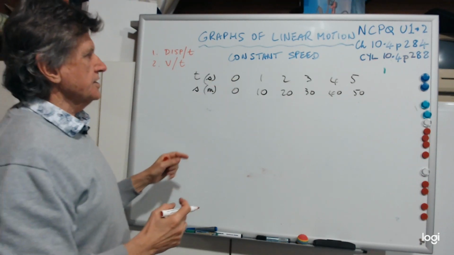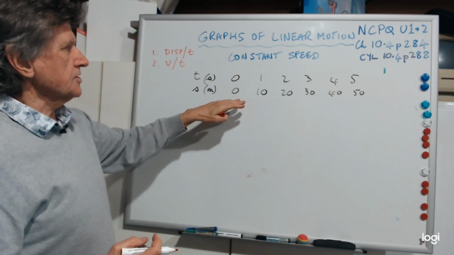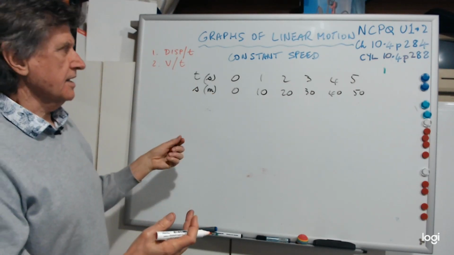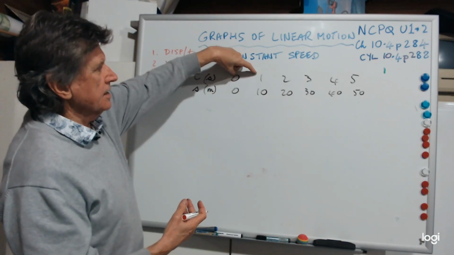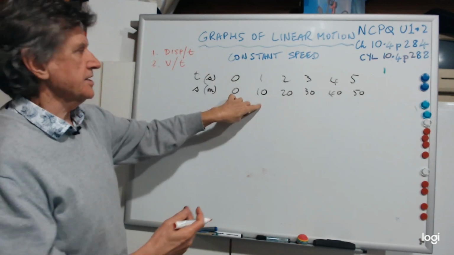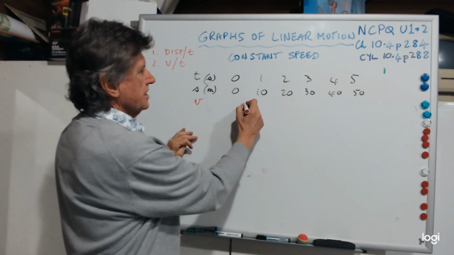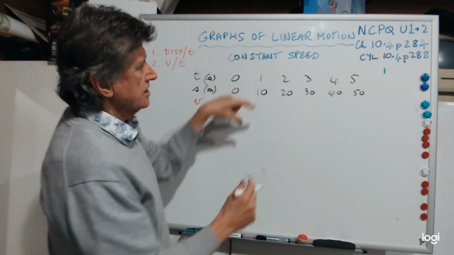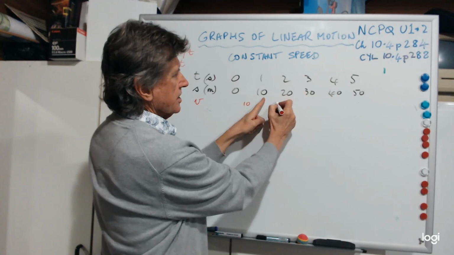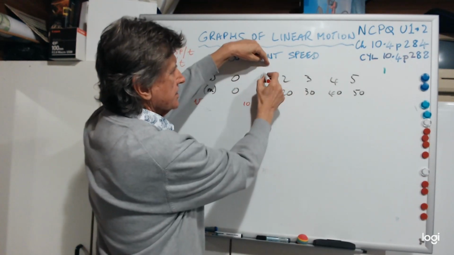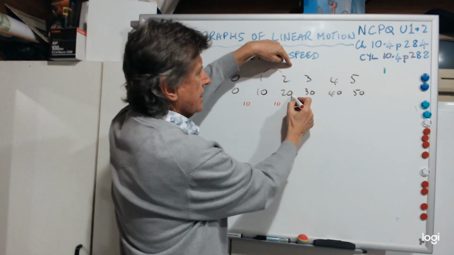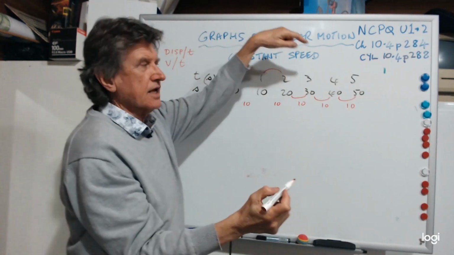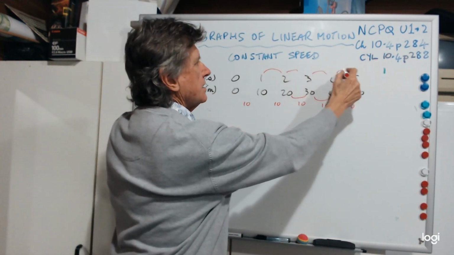Now the question is, what's the velocity of the person every second? Now in the first second, the person's covered 10 meters per second. So the velocity is going to be 10. 10 metres in 1 second. The velocity from here to here is going to be 10 in 1 second. So from there to there is 1 and so on. So 10, 10, 10 metres every second, and there's the 1 second.